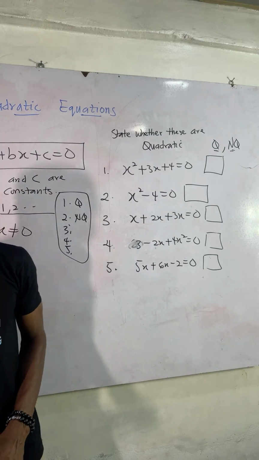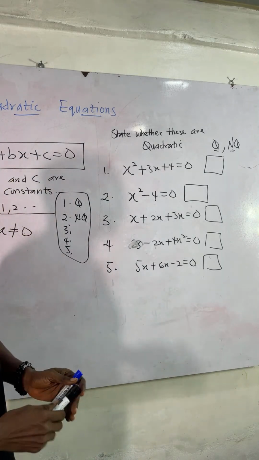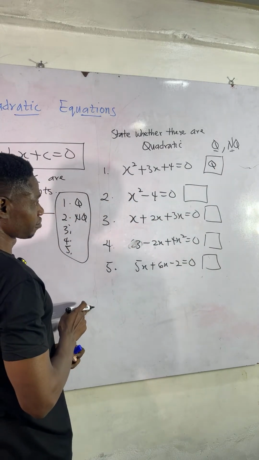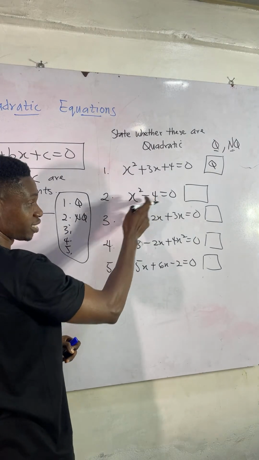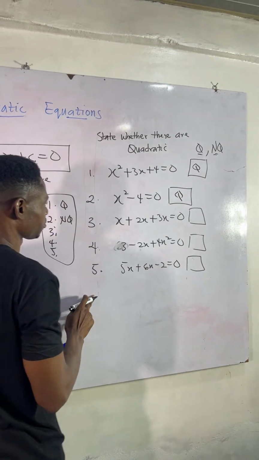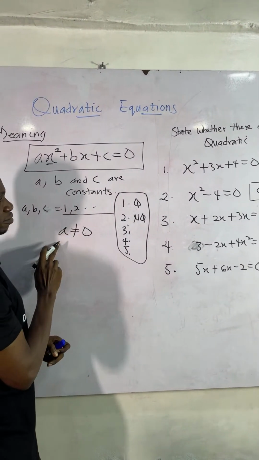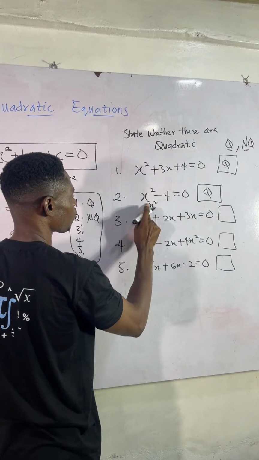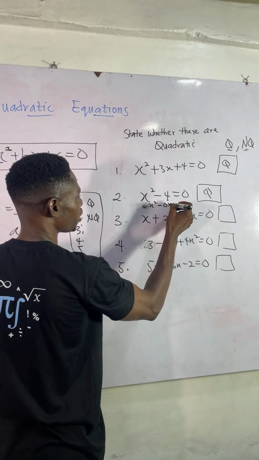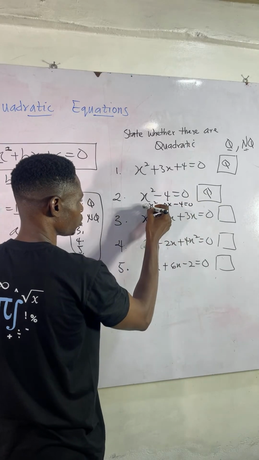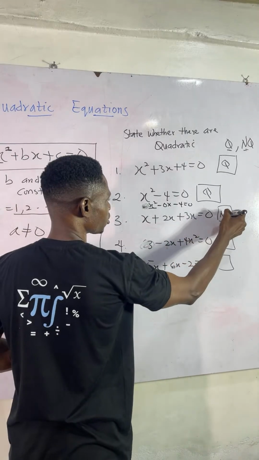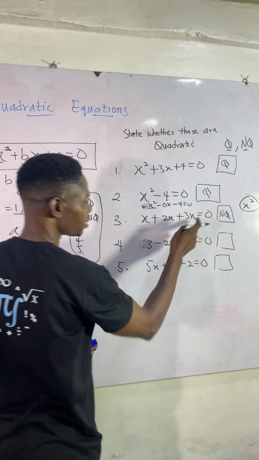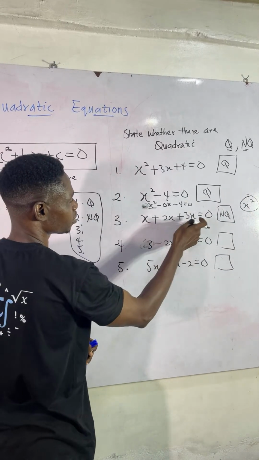Okay. Now let me provide my answer so that we can proceed. 1 is actually quadratic. 2 is actually quadratic because it has a, so this is like ax squared, or 1x squared minus 0x minus 4 equals 0. So this is quadratic. 3 is not quadratic because the power of 2, that's x squared, is missing. So 3 is not quadratic.